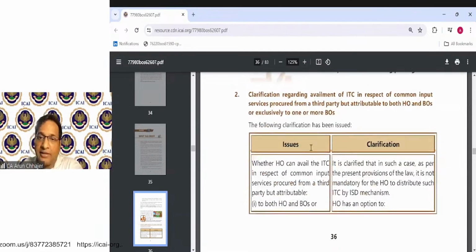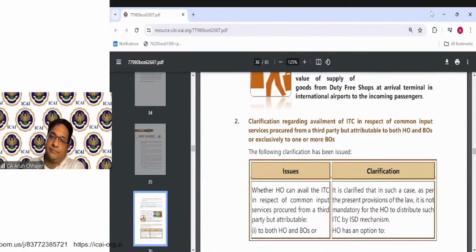The third amendment. See, clarification with respect to GST.